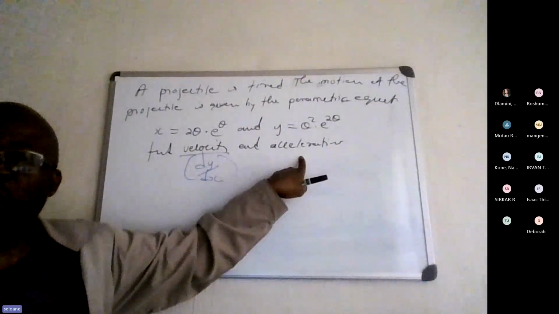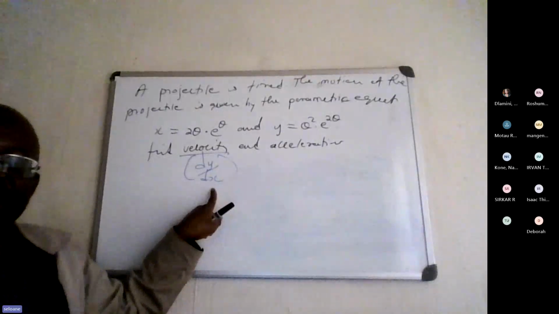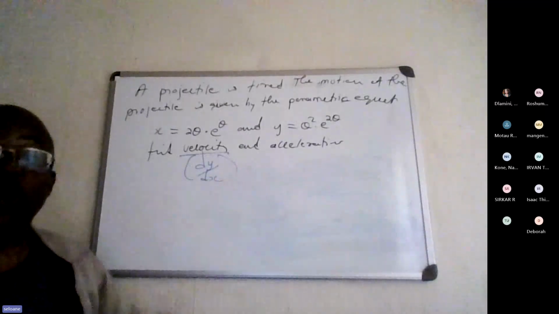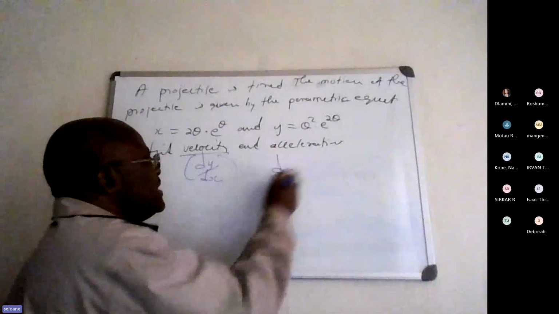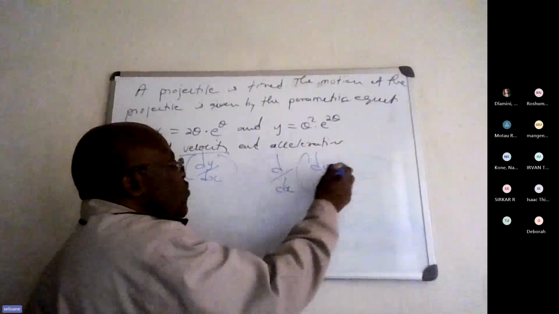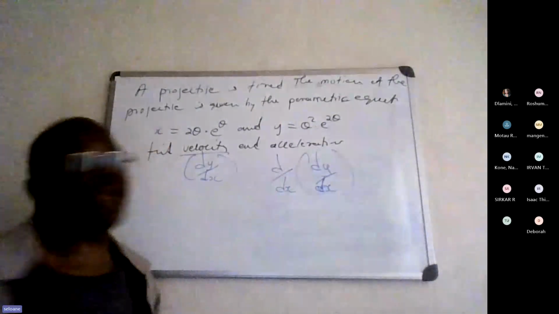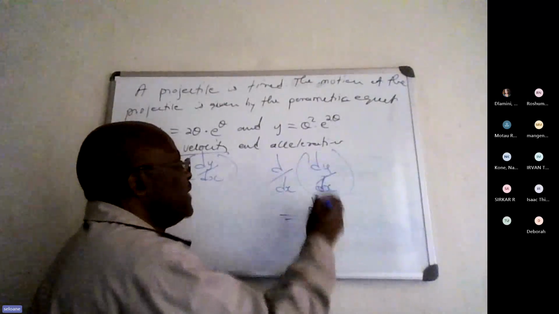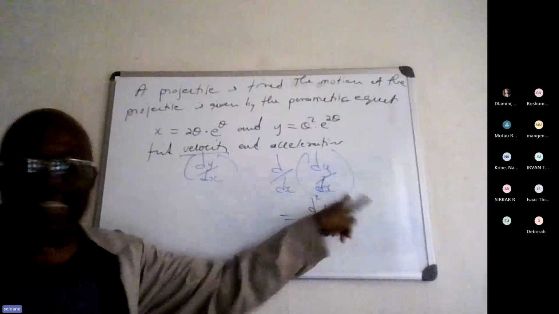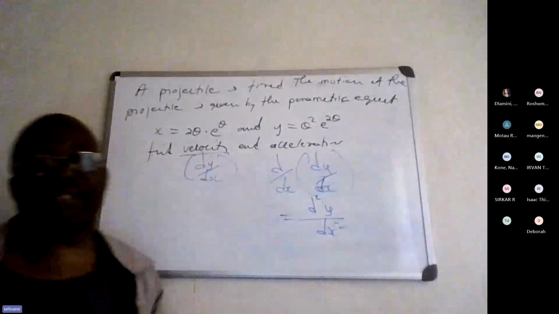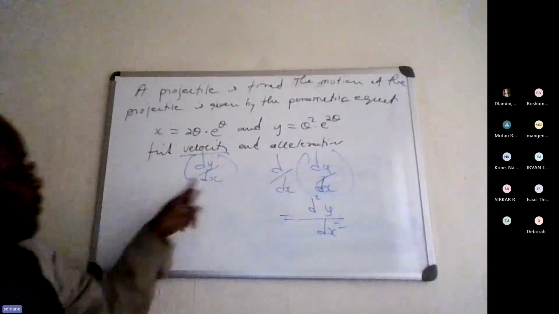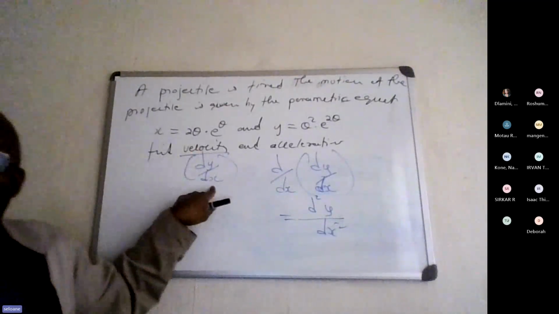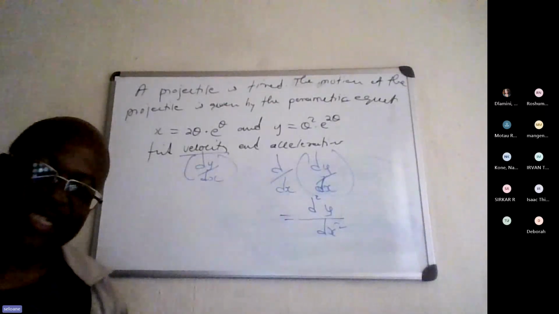And the acceleration, we all know it, is the second derivative. That is, the acceleration is the derivative of the velocity. Therefore, the acceleration notationally will now be d by dx of dy/dx, which is d squared y over dx squared.